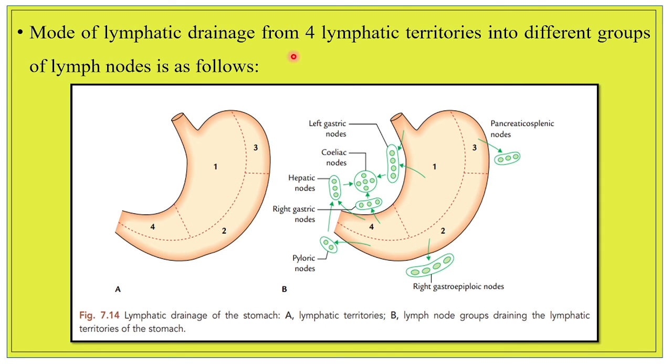So the mode of lymphatic drainage from the 4 lymphatic territories into 4 different groups of lymphatic nodes is as follows. These are the lymphatic nodes that supply the 4 territories, or 4 different areas or zones, of the stomach. The first zone is drained by the left gastric lymph nodes, and the fourth zone is drained by the hepatic nodes and right gastric nodes. The second zone is drained by the right gastroepiploic lymph nodes as well as the pyloric lymph nodes, and the third zone is drained by the pancreaticosplenic lymph nodes. So these are the 4 different areas and their corresponding lymphatic nodes.